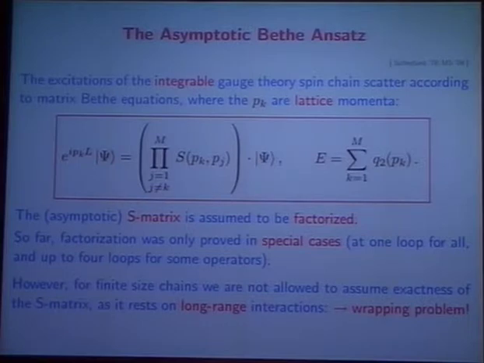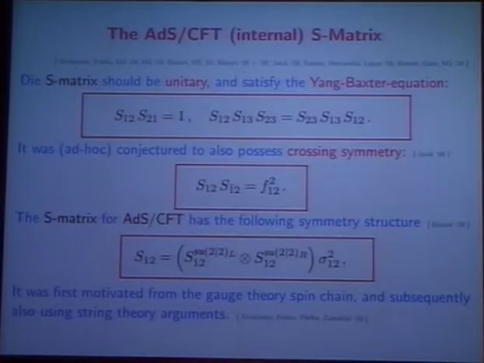Now, because we have a long-range spin chain, at some point you expect a problem when the range of the interactions, the order of perturbation theory, gets larger than the ring, and that's the so-called wrapping problem. And therefore, you wouldn't expect this Bethe Ansatz to be completely exact.